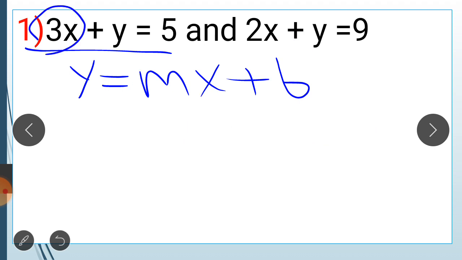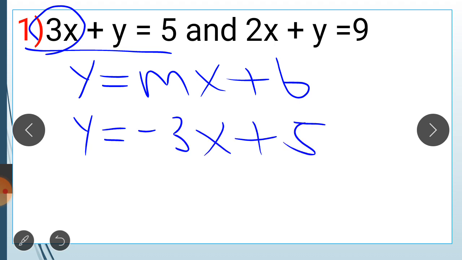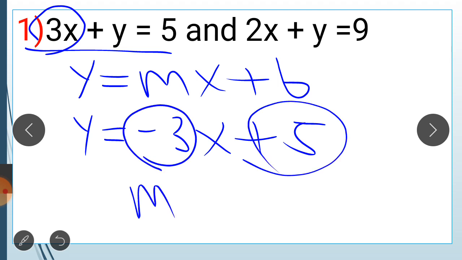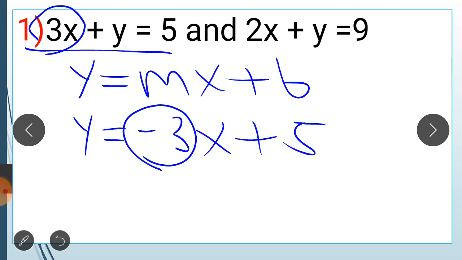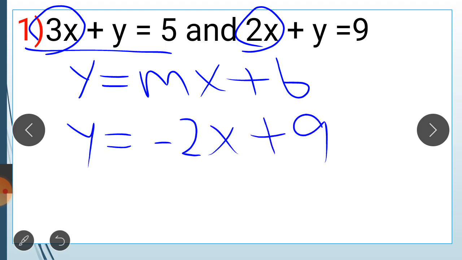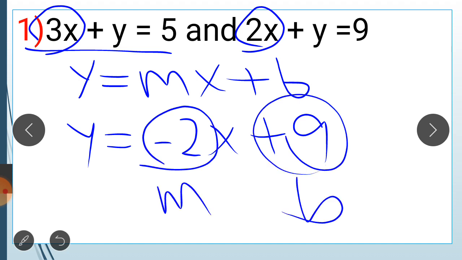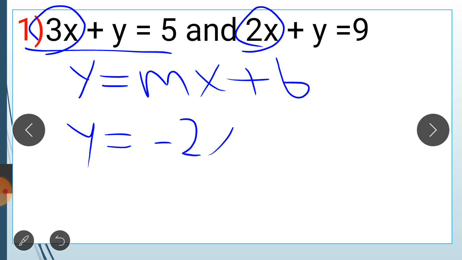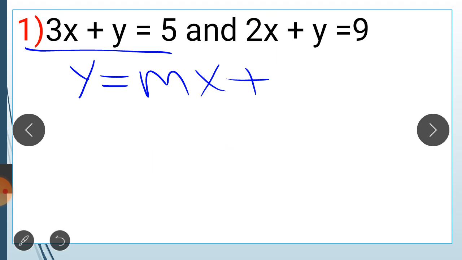So transpose 3x, so it will become negative 3x, then just copy 5. So therefore the slope is negative 3, and the y-intercept is 5. So that's easy, right? So let's try it with the second equation. So transpose 2x, so it will become y equals negative 2x plus 9. So slope is negative 2, y-intercept is equal to 9. Okay, so that's how to find the slope and the y-intercept.